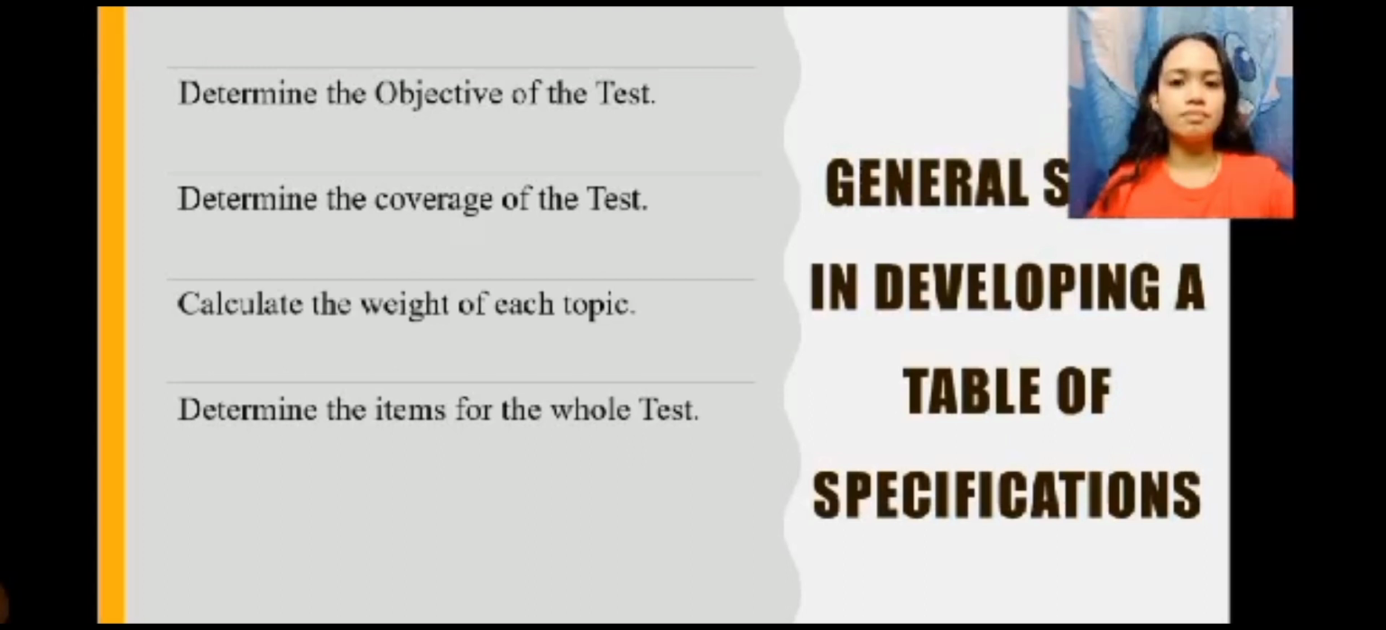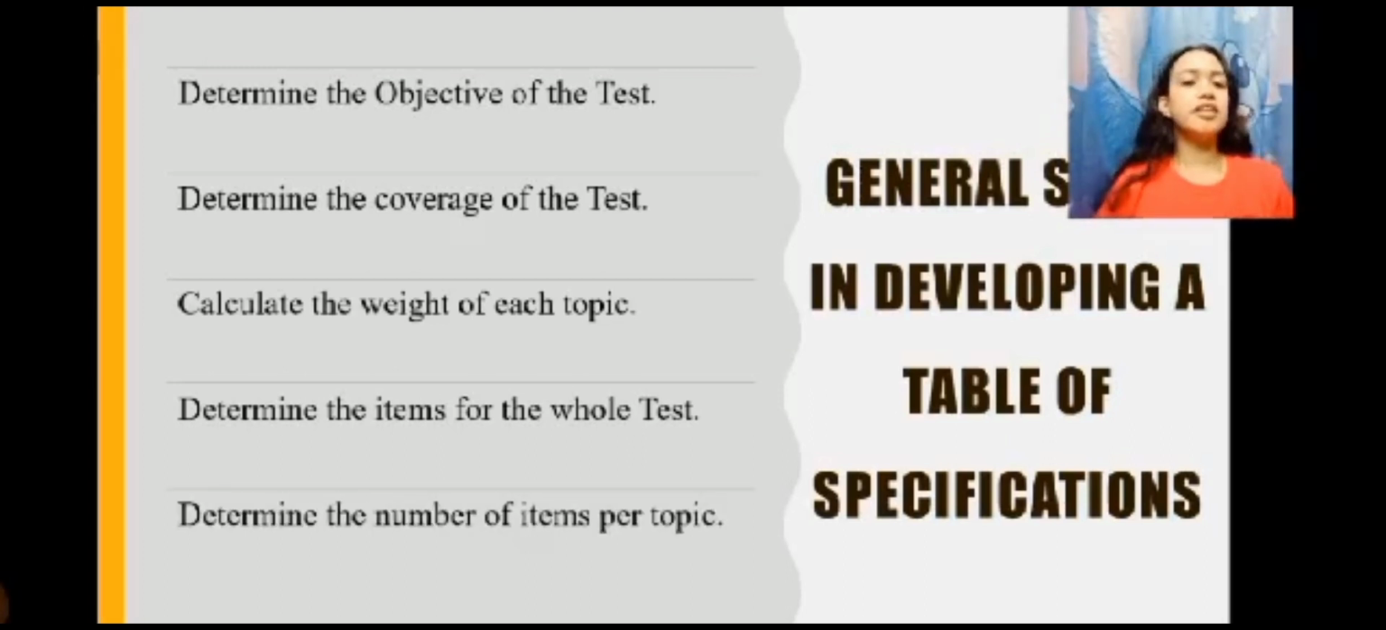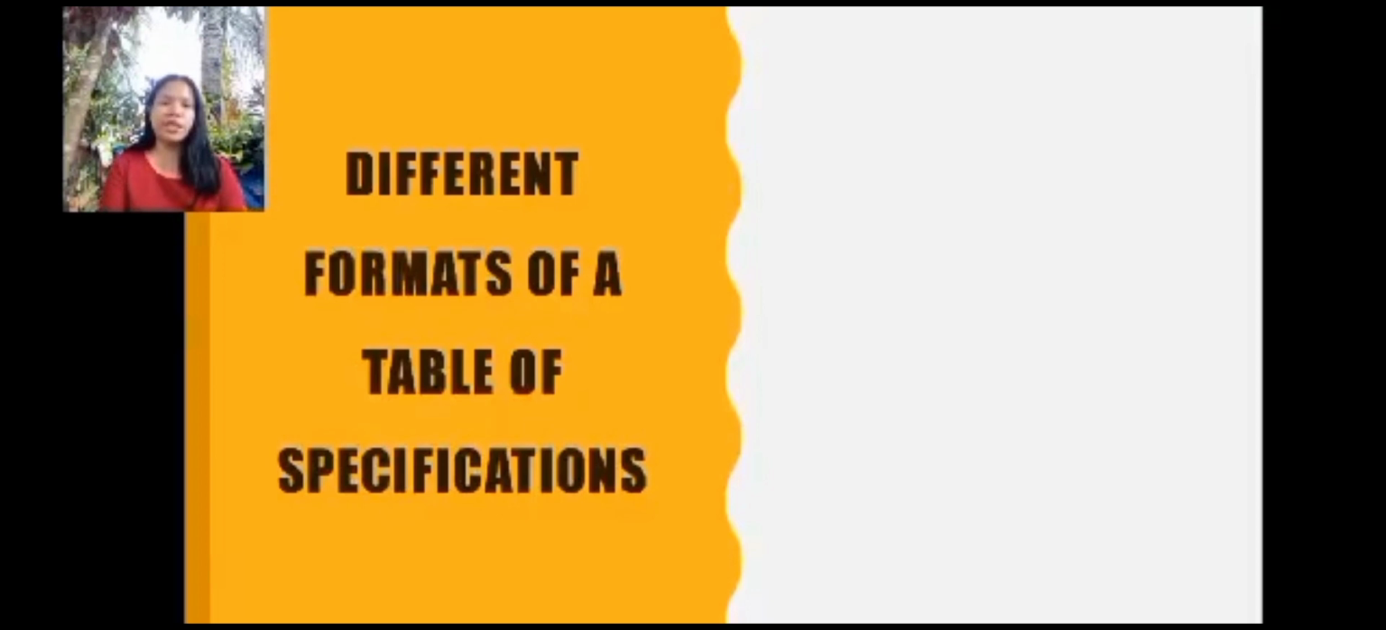So next is determine the number of items per topic. We already determined the items for the whole test, so we can easily determine the number of items per topic. So kung magbabase lang tayo doon sa na-determine natin na items for the whole test, then for each topic, maglist tayo kung ilang items ba ang nasa specific topic na ito, or 15 or 10 na items na nakabilang dito sa topic. So today I'm going to discuss the different formats of table of specification.